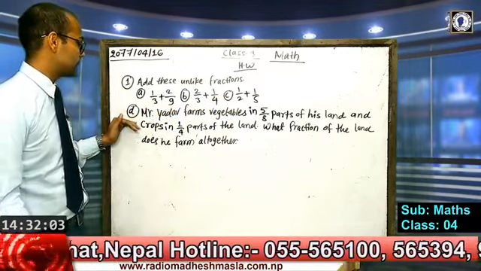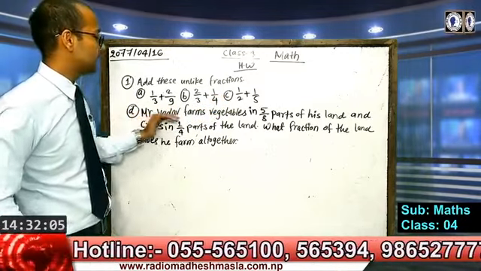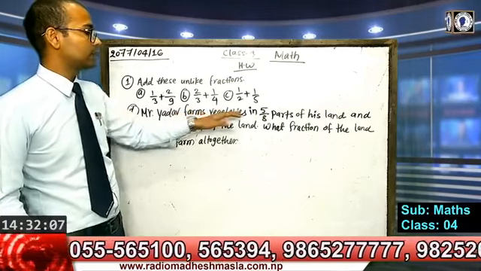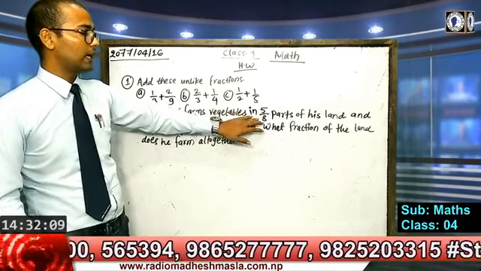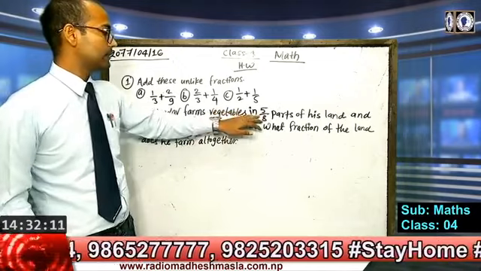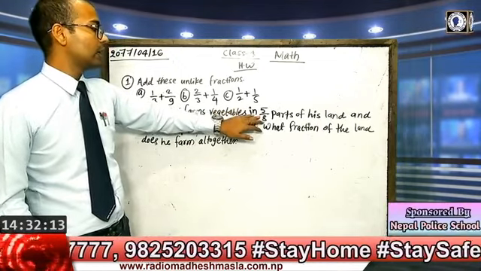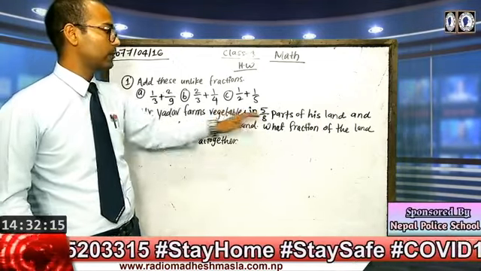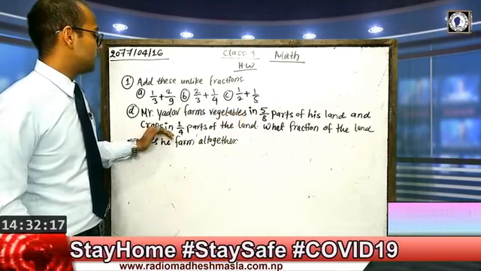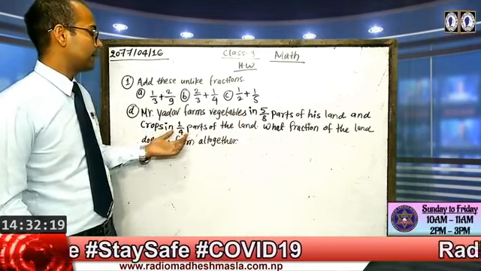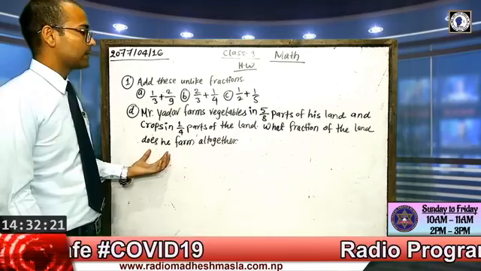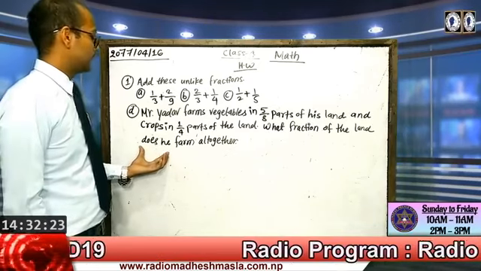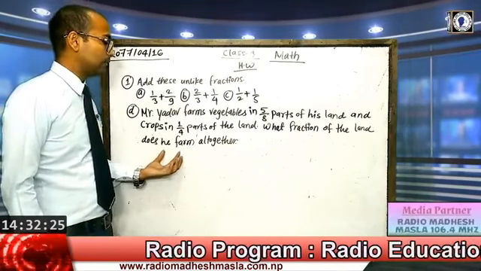The same way, question number D: Mr. Yadav farms vegetables in 5/8 parts of his land. So that means the part of land where he farms vegetables is equal to 5/8 parts. In the same way, crops in 1/4 parts. Then we have to find the fraction of the land that he farms altogether.